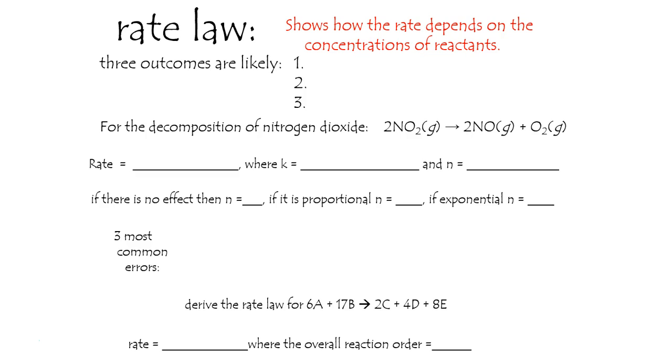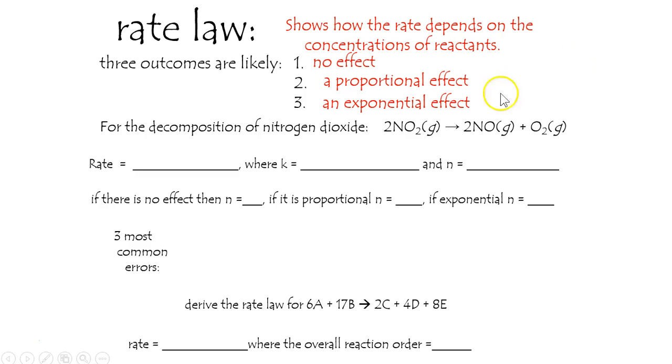Three outcomes are likely. You double the concentration of a reactant, it has no effect at all. You increase the concentration of a reactant, it has a proportional effect. For example, triple the concentration of reactant A and the rate triples. Or if you're lucky, you might get an exponential effect. We double the concentration of a reactant and the rate of the reaction quadruples, 2 squared, or perhaps increases 8 times, 2 to the third.